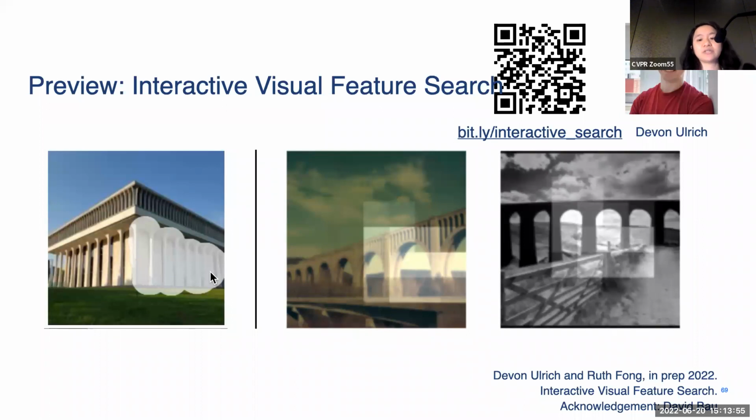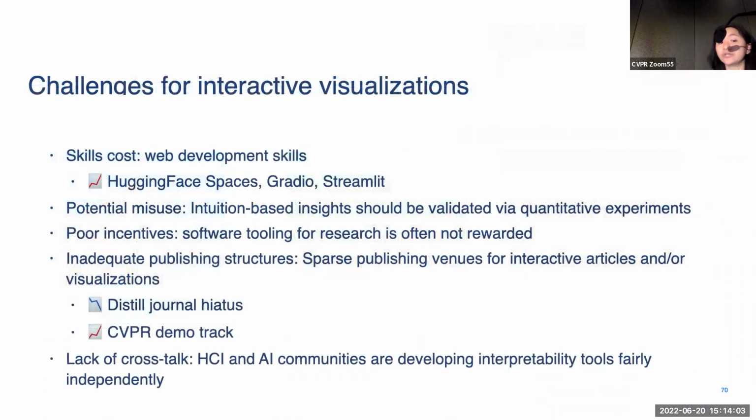This project was led by Devin Urick, a Princeton undergrad student, and came out of some discussions with David Bau, another interpretability researcher. So zooming out, we noticed that there are a number of challenges for developing more interactive visualizations. Like human studies, there's a skills cost in web development skills. But thankfully, there have been a number of new platforms that I just discovered a few months ago that make it easier to make interactive visualizations and demos using only or mostly Python, and I'm really excited for this.